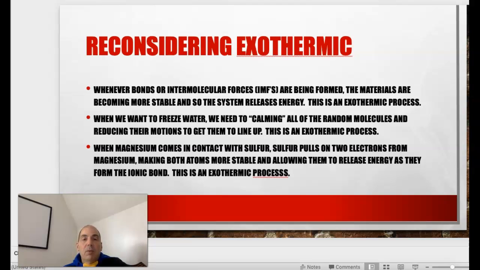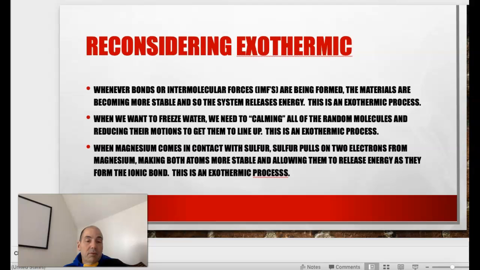Anyway, so as bonds are formed or intermolecular forces are formed, we're going to give off energy as it becomes more stable. So, for example, going to water, if I freeze the water, I have to calm it down. I'm going to make it more stable because the water molecules have a lot of random motions, but ice really doesn't. So I'm calming it down. I'm lowering its enthalpy. That means it's going to be exothermic. It's got to give off that extra energy.